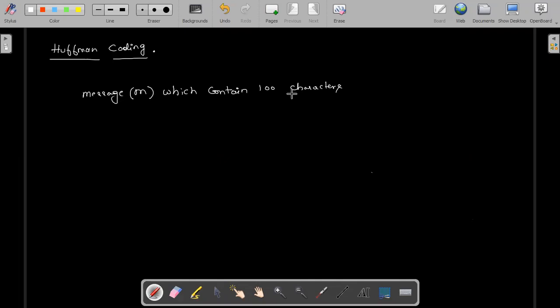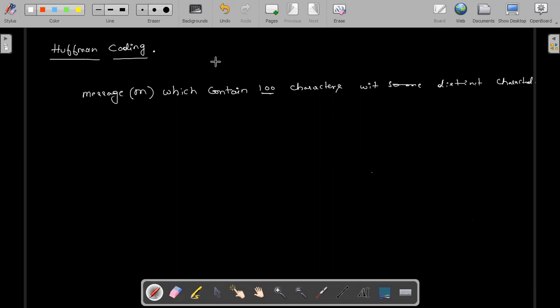With some distinct characters. I will tell you what it is. Nothing but identified characters. So here, 100 characters are there. Think like that.